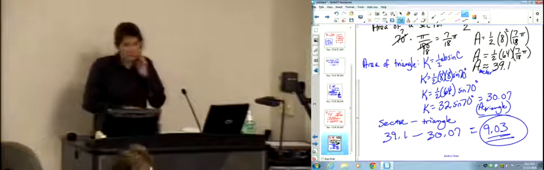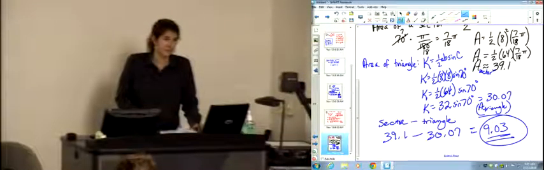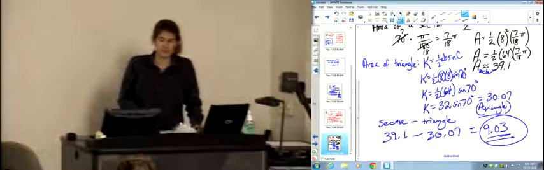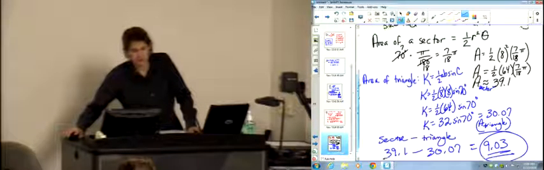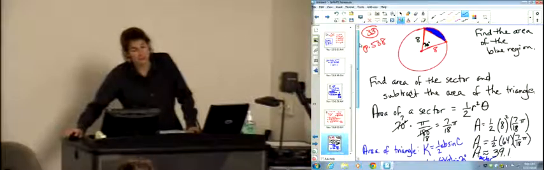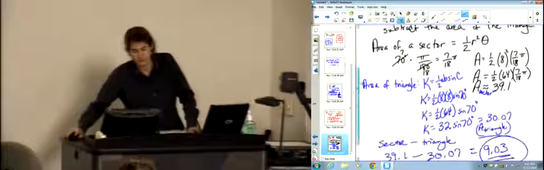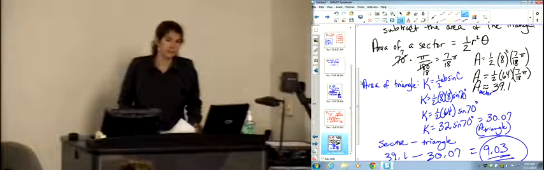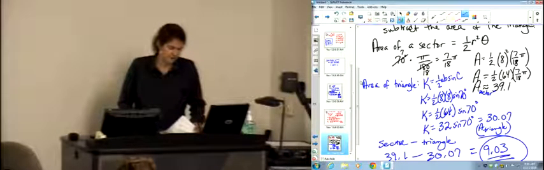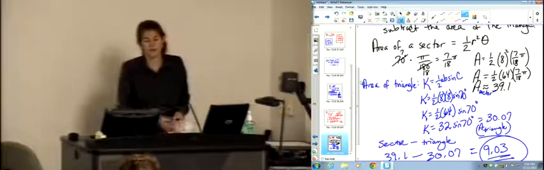So this was a multi-step problem. Lots of areas involved. We're doing lots of geometry here, aren't we, on this piece. So 9.03 is not the sector, but the little blue shaded part there out on the end. Okay. Any questions about that problem there? Anything else about area or law of cosines?